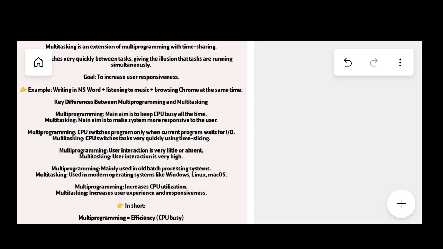So basically multiprogramming is about efficiency and keeping the CPU busy all the time, and on the other side multitasking is about responsiveness and keeping the user happy.